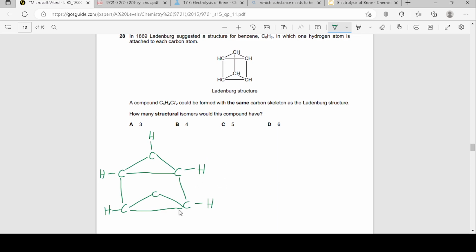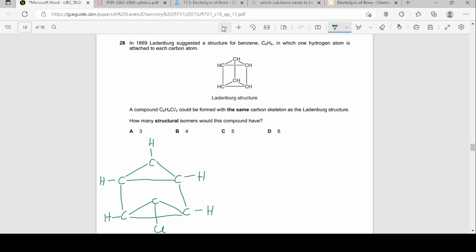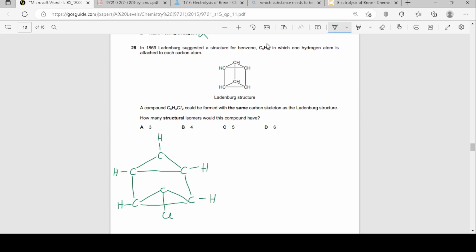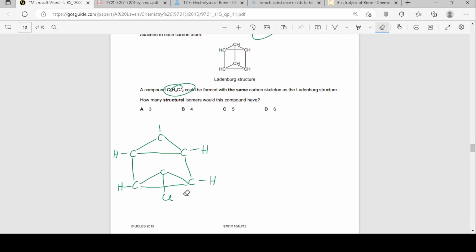So this is my structure, right? But what they are saying is that you have the same carbon skeleton as the Ladenburg structure, but instead of C6H6, you have C6H4Cl2. So instead of two of the hydrogen atoms, you have Cl2. So for example, I could, oh, actually, I did that there. That's funny. I have SH, but what I can do is erase these and write Cl. So I write Cl here and Cl here, and that's one of the structures I could have.